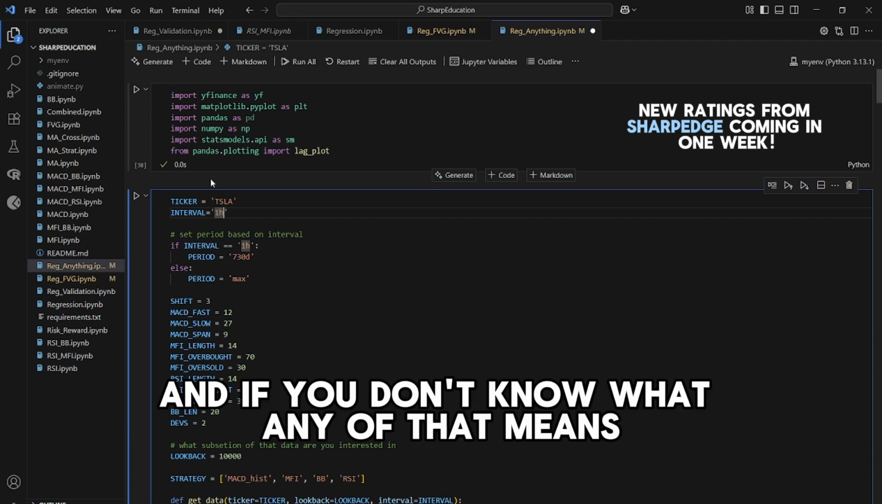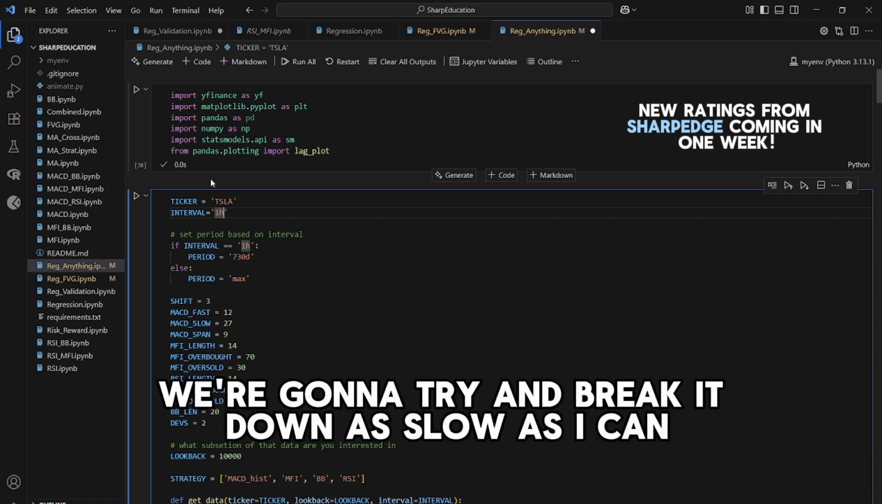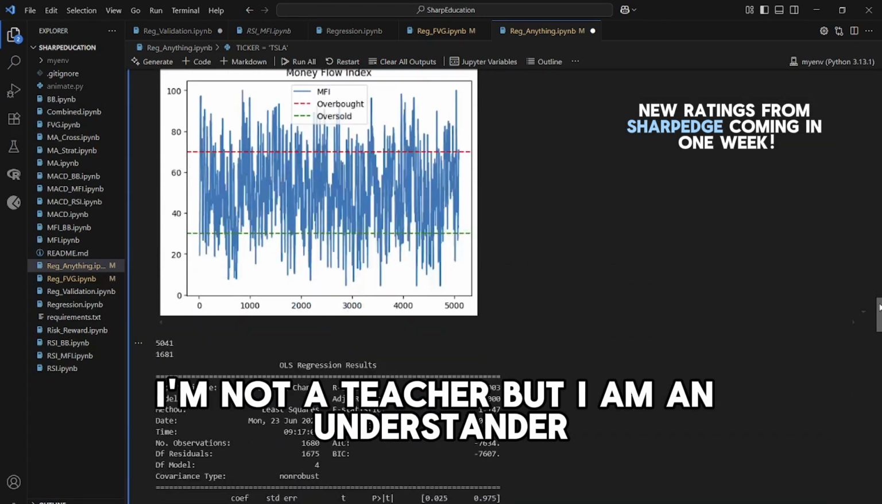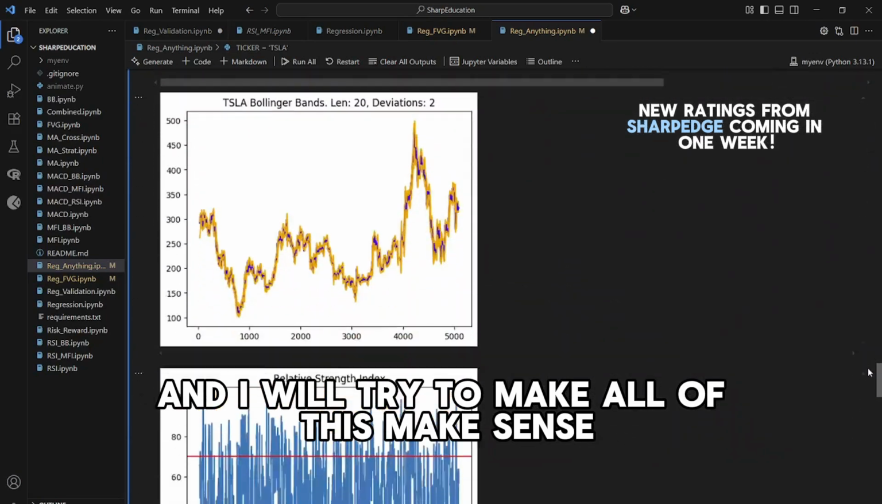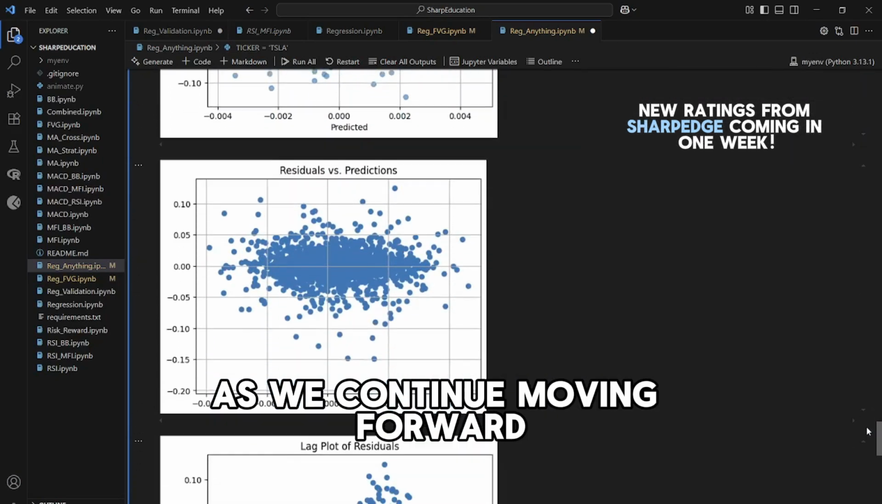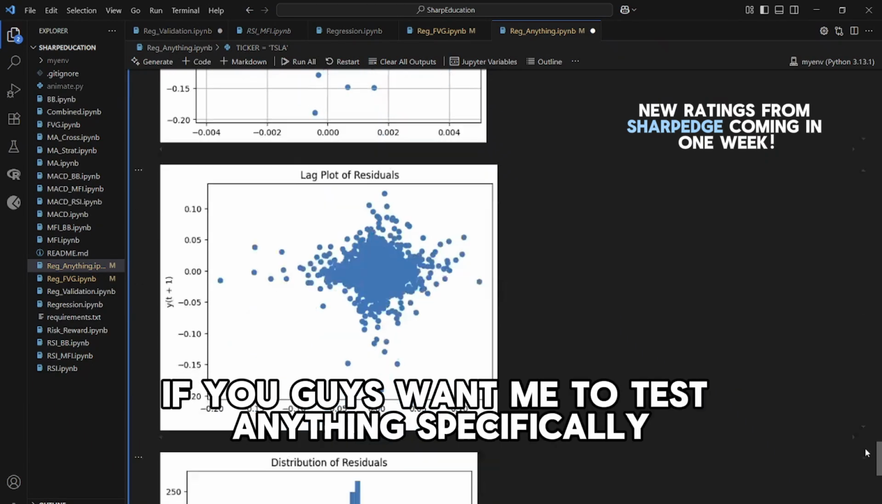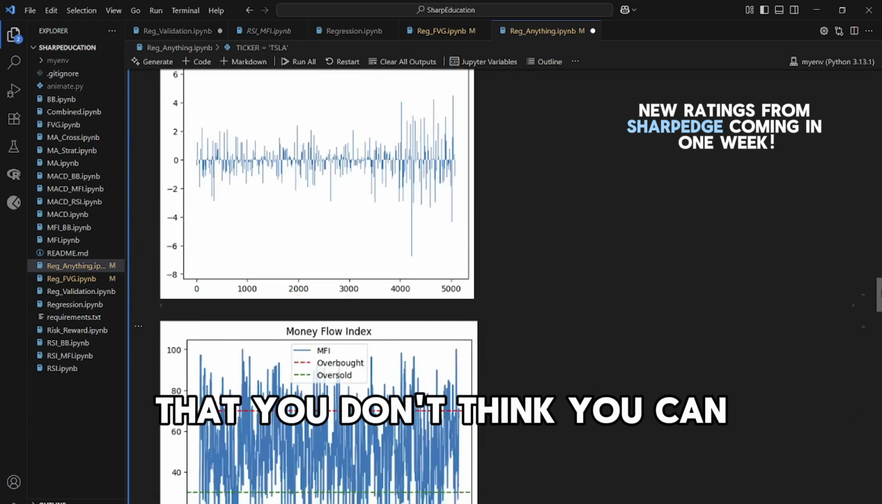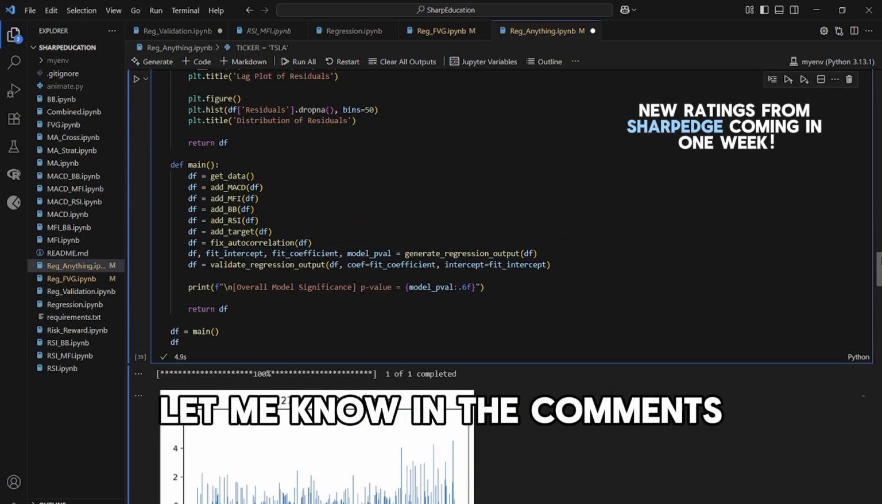And if you don't know what any of that means, that's okay. We're going to try and break it down as slowly as I can, as effectively as I can. Again, I'm not a teacher, but I am an understander. And I will try to make all of this make sense as we continue moving forward. If you guys want me to test anything specifically that you don't think you can input yourself into this code, let me know in the comments.